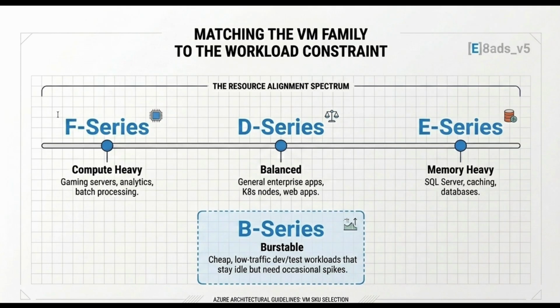Next we have the F series. F series are compute optimized, so they provide more CPU compared to memory. So it's good for gaming servers, rendering, analytics, CPU intensive workloads. Wherever the workloads utilize very high CPU, F series can be used.